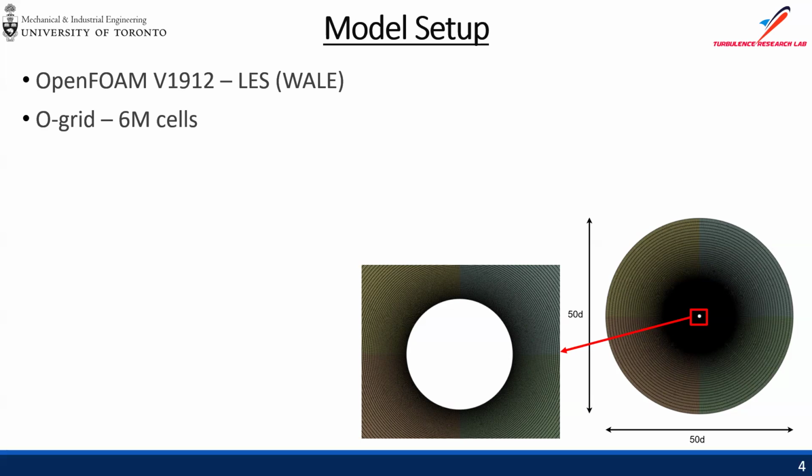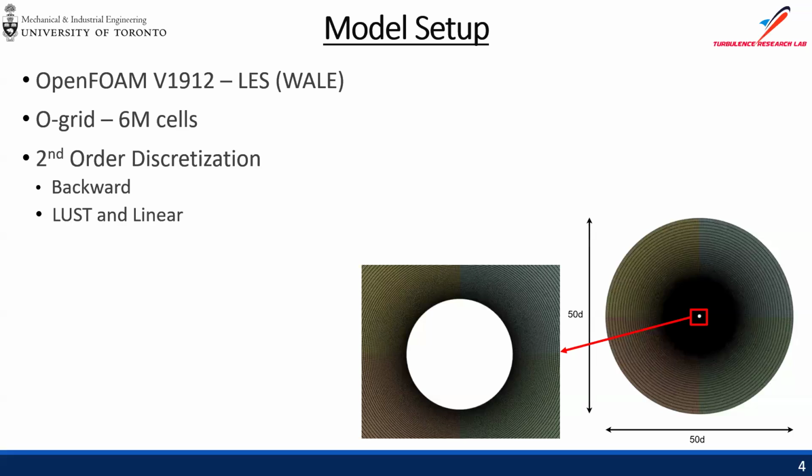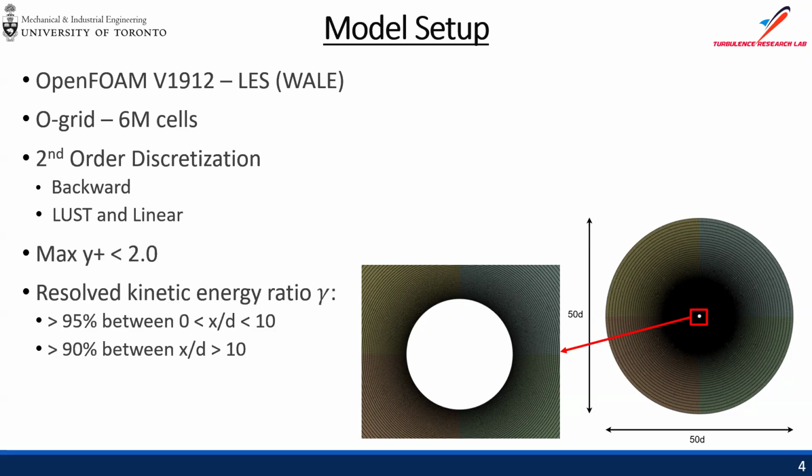You can cut it down if you use something that resembles more of a C-grid, but then you have to deal with non-orthogonal cells. So we're kind of stuck with a more standard O-grid for now. Both spatial and temporal discretizations are second order. Y plus maximum is less than 2. In the wake, we are resolving at least 90% of the turbulence kinetic energy.